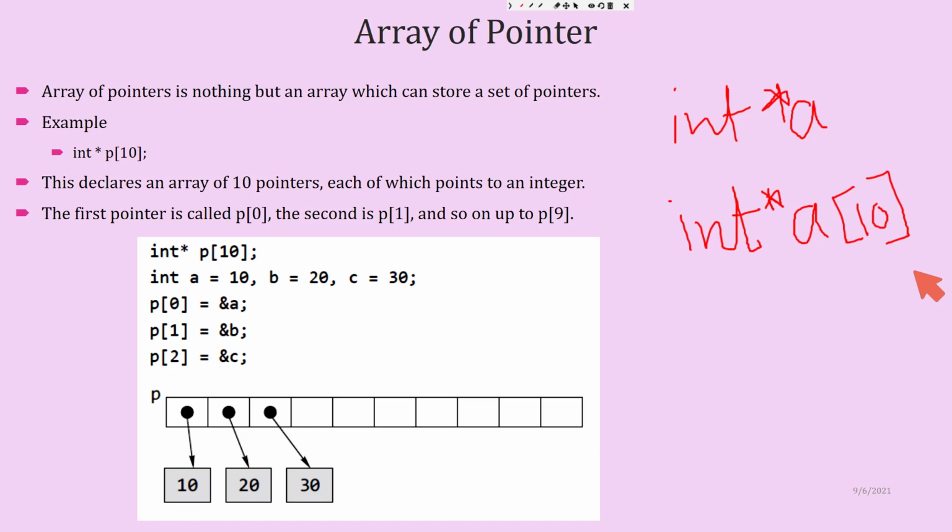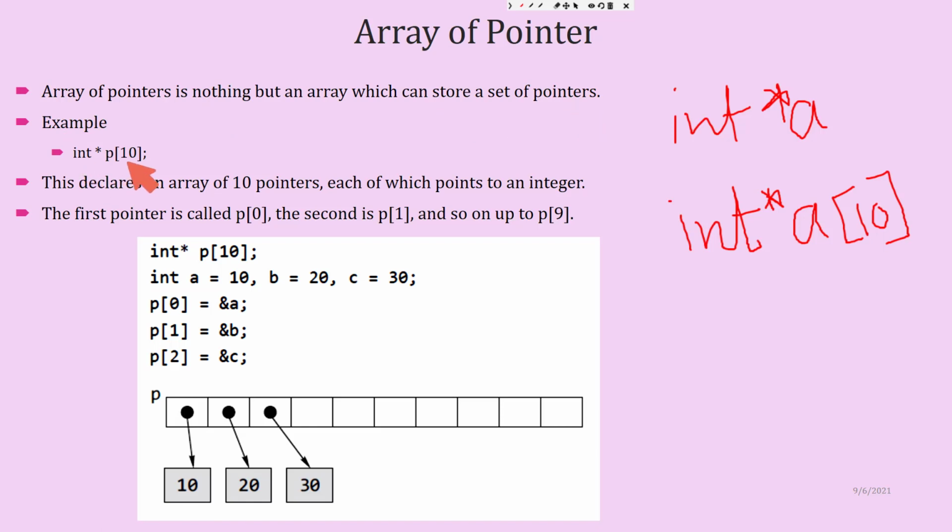And also you have to compare the normal variable and the pointer variable. So here it's an array. Its name is a. Since it has a star, a is an array of pointers. That means each cell can hold some address, and the address must be pointing to some integer variables. So array of pointers is nothing but an array which can store a set of pointers or set of addresses.